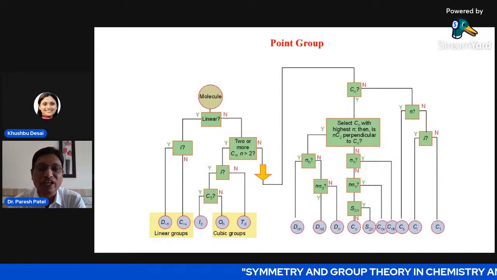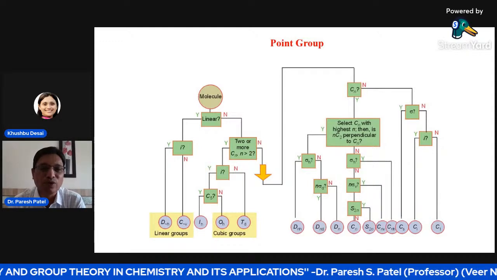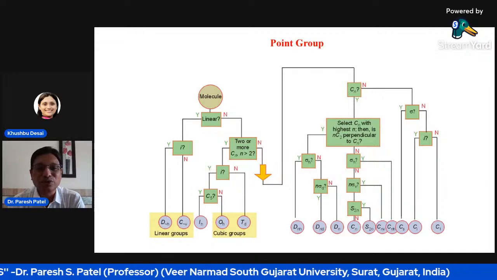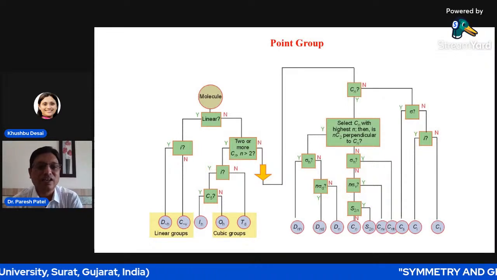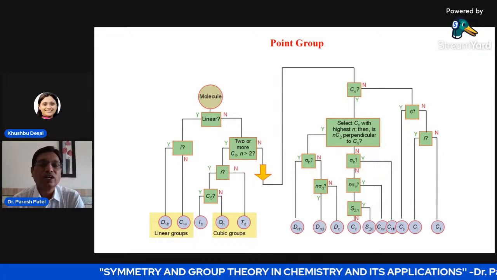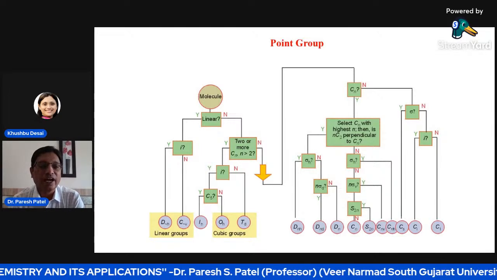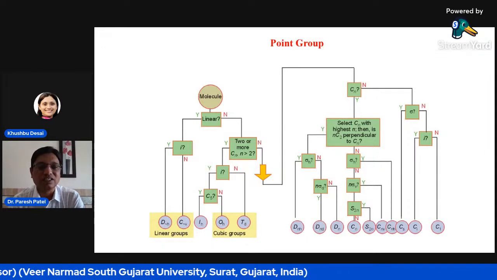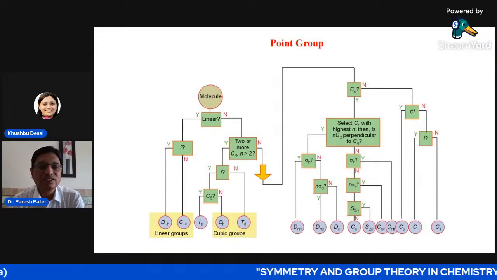So we have to follow this chart, and with the help of this chart, we can assign a point group to any molecule. First of all, we have to ask: is the molecule linear or non-linear? If it is linear, then we assign C infinite v or D infinite h point group. Then we ask whether the molecule has any multiple higher order axis of symmetry. What is the meaning of multiple? Minimum multiple is 3, so C3 can be considered the minimum criterion for a higher order axis.